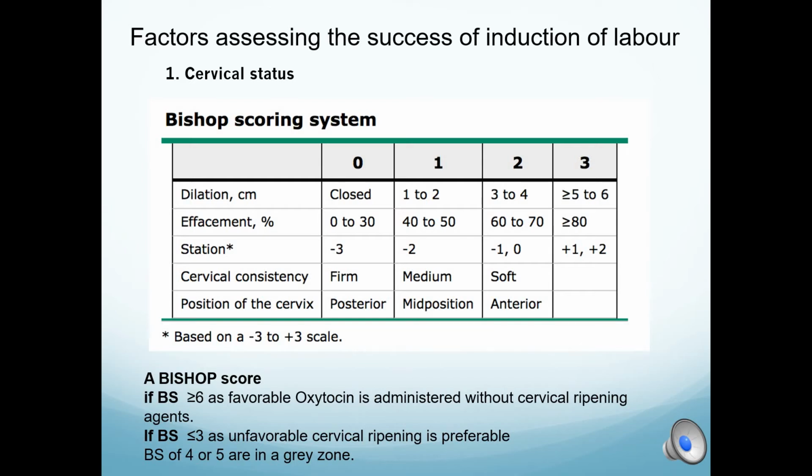But if the Bishop score is less than 3, an unfavorable cervix will be diagnosed, and cervical ripening is preferable before you start the patient on oxytocin. So a Bishop score of 4 to 5 is in the gray zone. You have to revise the patient, revise all the indications, and if you can delay the induction of labor till the Bishop score is better, then do so; or if it is mandatory to induce the patient, then you go ahead and give the patient a cervical ripening agent like prostaglandin.